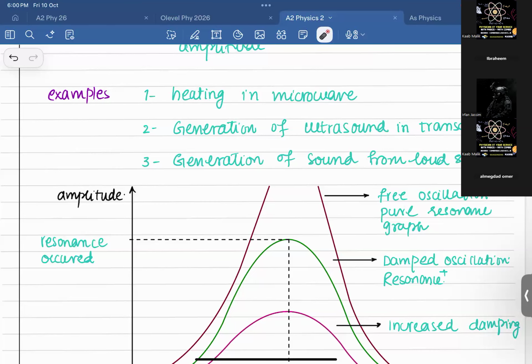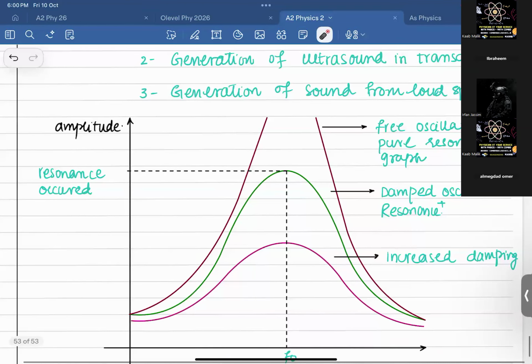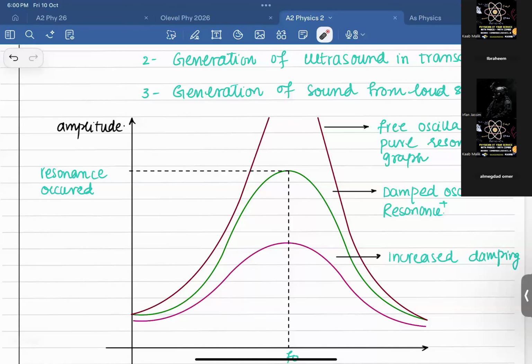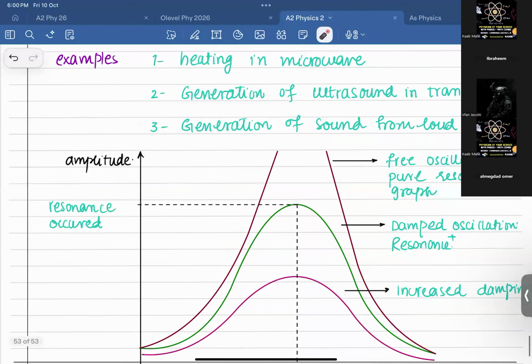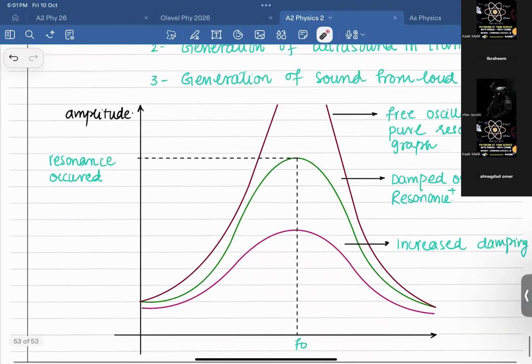On the y-axis you have the amplitude, which means when you apply the frequency, the amplitude of the system will start increasing. But for the other case, where the resistive forces are present, it won't carry that much up. And if they ask you to draw the graph with increased damping, you should be able to draw the graph like that.